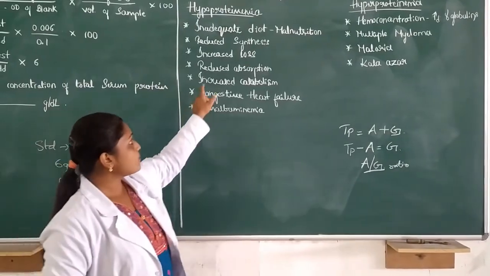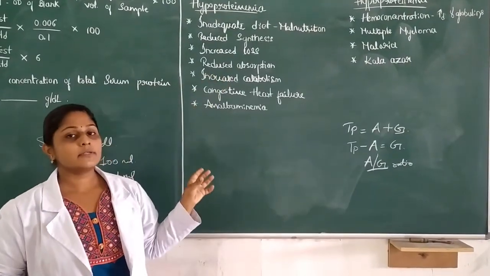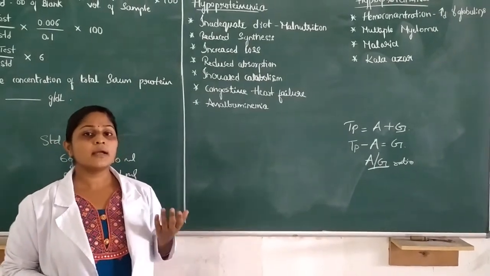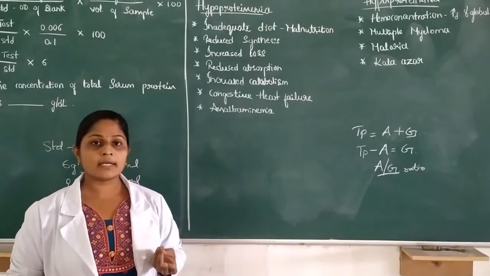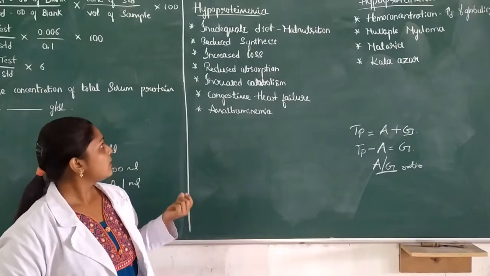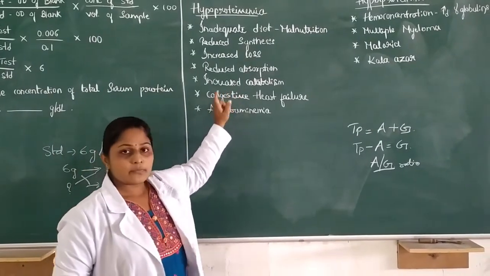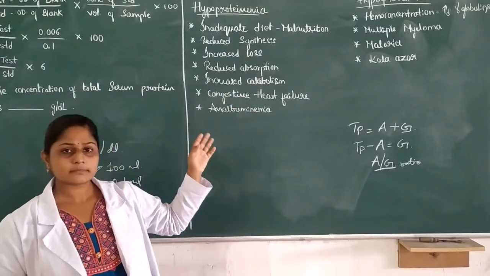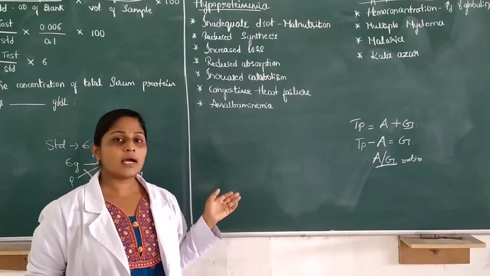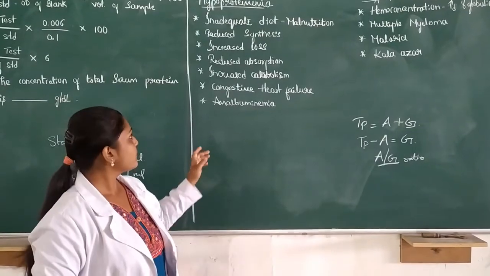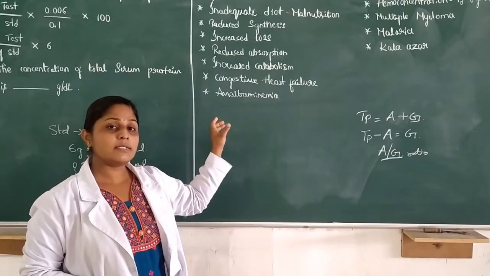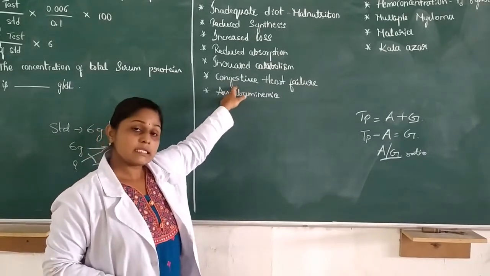Then reduced absorption, when there is malabsorption. When do we usually see malabsorption? If there is chronic diarrhea, vomiting, all these conditions lead to reduced absorption. Then increased catabolism. When there is high grade fever, there will be increased catabolism in our body, so there also we can see hypoproteinemia. Then congestive heart failure. The name itself tells us there will be congestion.